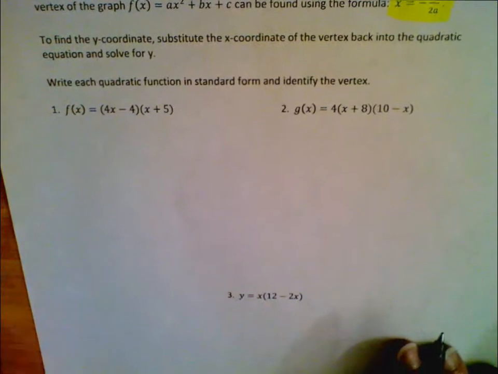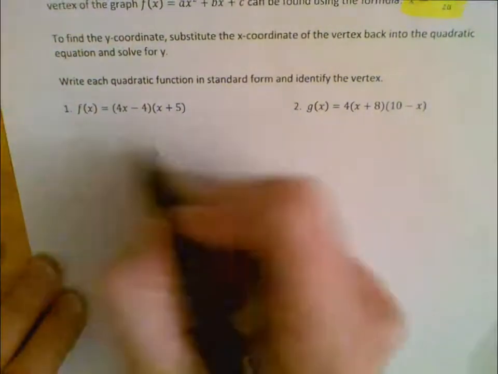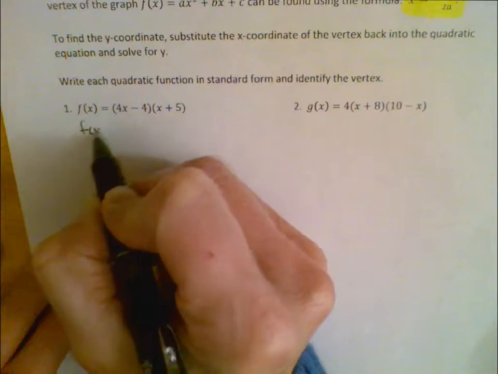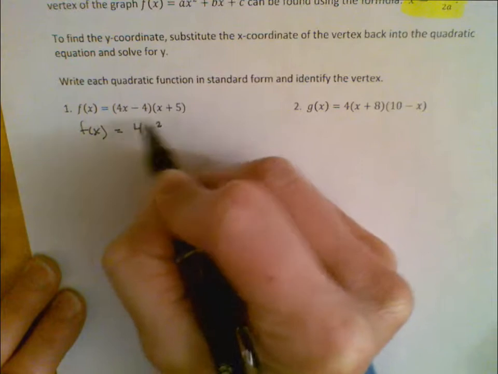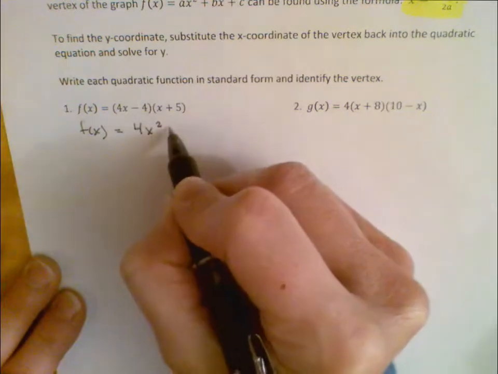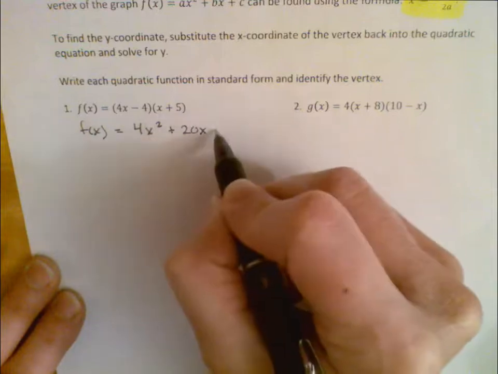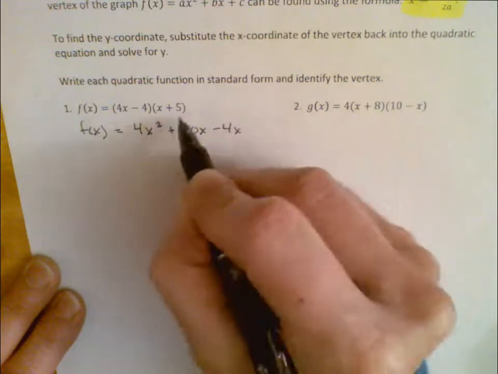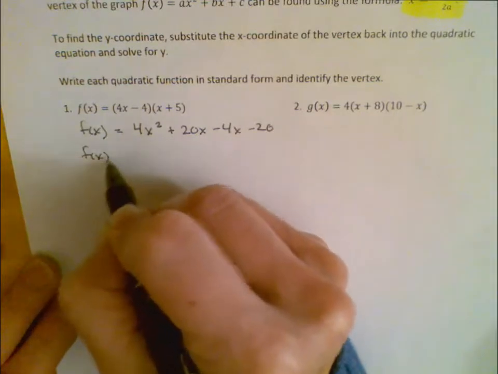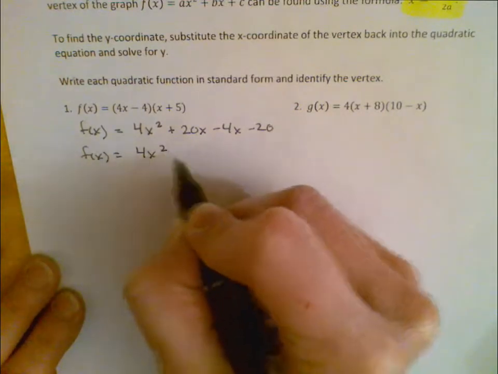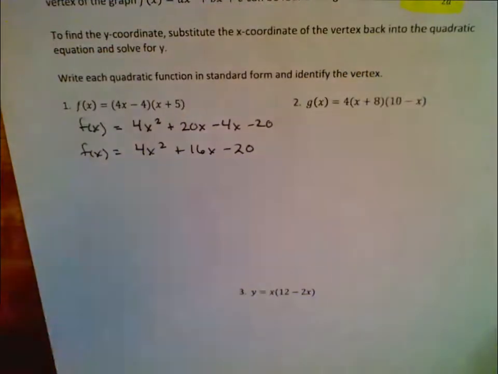So I'm going to get through this first one. I'm just going to FOIL. So I'm going to leave my f of x here and multiply 4x times x and then 4x times 5. Negative 4 times x, and negative 4 times 5. And then combine like terms. Okay, so there's my standard form.